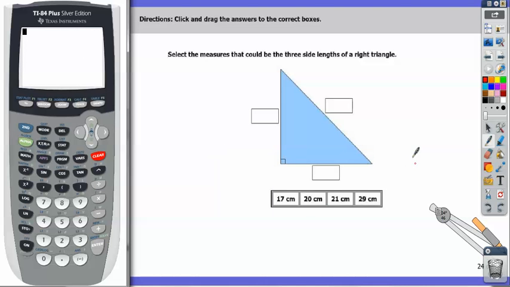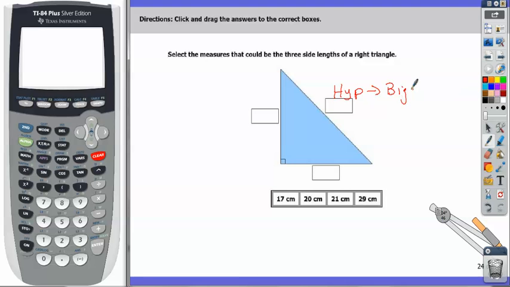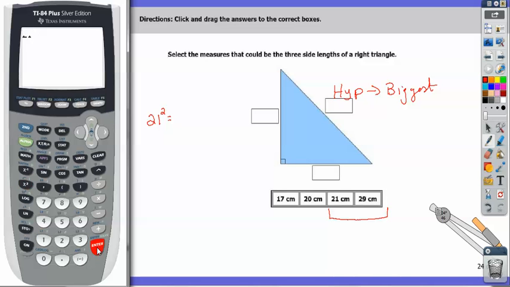Now, what do I know about this? Before I know anything else, I know that this is my hypotenuse. And my hypotenuse is the biggest side. So, my hypotenuse can only be one of those two things. It can only be 21 or 29. I'm going to check probably 21 first. Because if I put 21 squared in my calculator, I'm going to get 441.